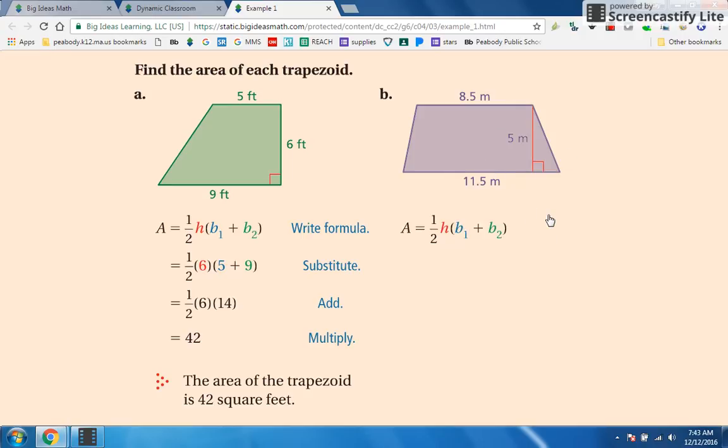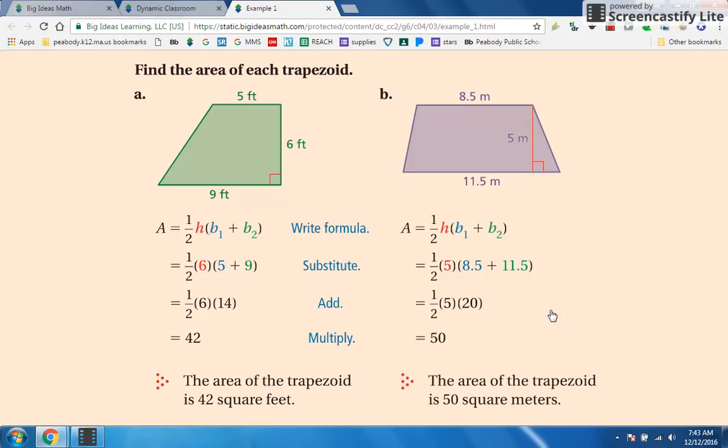Same thing here, but with decimals. So same exact formula. These are the two bases because they are parallel to each other. This is the height. They drew it in because it makes a 90-degree angle with the base. They're replacing base 1 and base 2 with 8.5 and 11.5. They're replacing the h for height with a 5. You're going to add these two together, which is 20. Multiply it by 5, which is 100. Cut it in half, or 100 divided by 2, which is 50. So the area would be 50 square meters.